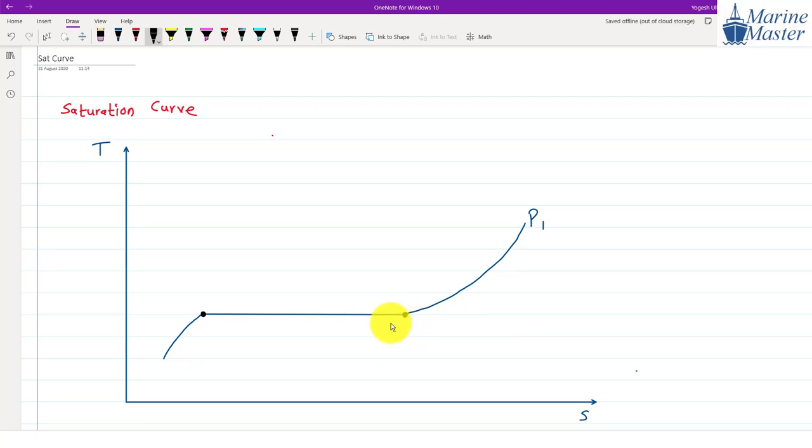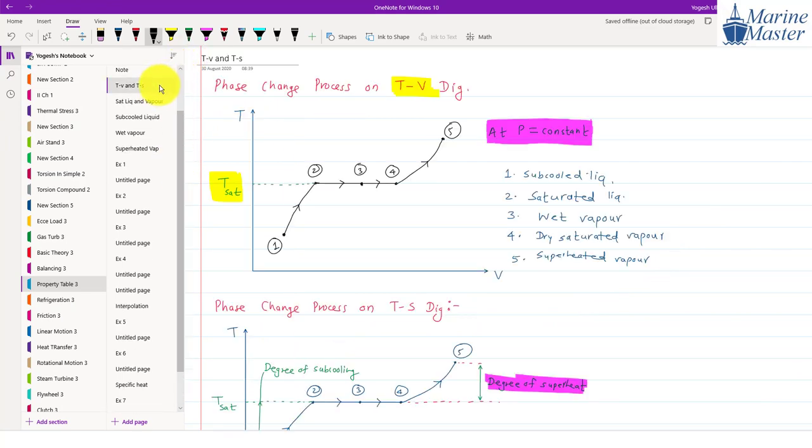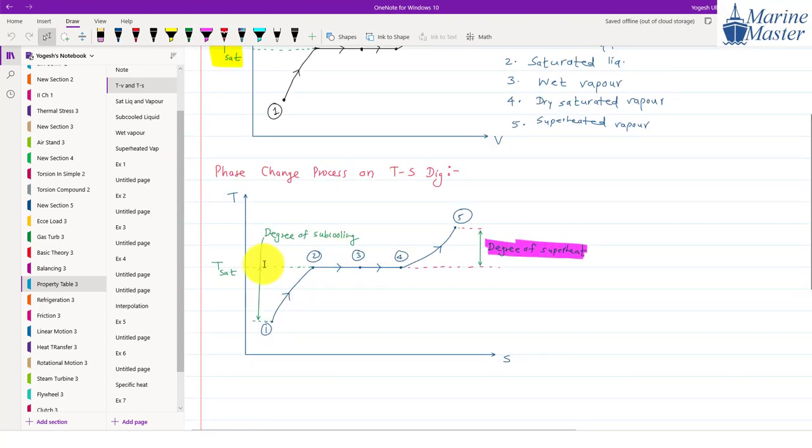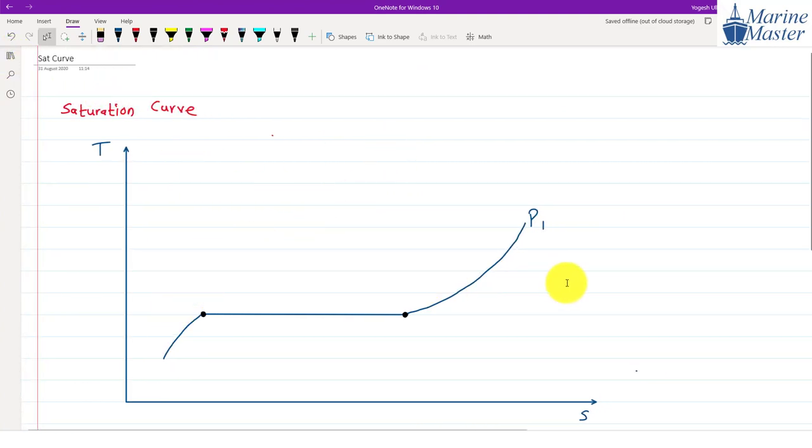What is this state? Dry saturated vapor. If you remember our discussion, I'm coming back to the TS diagram that we already studied. This is the TS diagram we have studied. We have already studied the phase change process on a TS diagram, and I'm drawing that same thing here. This is the TS diagram for a particular pressure P1. Now just imagine that I'm going to draw another TS diagram for pressure P2, and P2 is greater than P1.